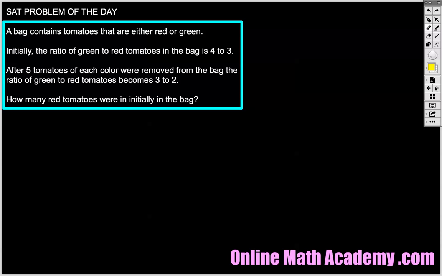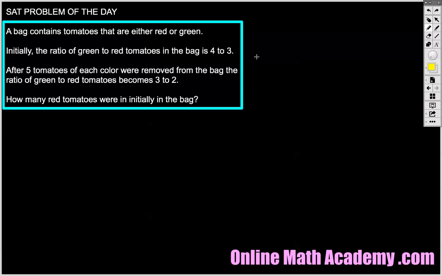Alright. First thing I need to tell you is you need to be very, very careful when you're reading a problem on the SAT, because the SAT really likes to use the wording and the English within the problem to say a lot. So let's look at this problem. It says we have a bag of tomatoes and they're red or green. We don't know how many tomatoes are even in the bag, but we know that all of them are either red or green. And then we know initially the ratio of green to red tomatoes is 4:3.